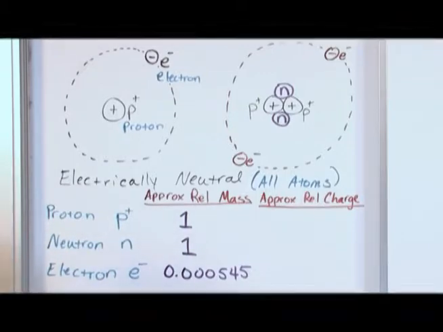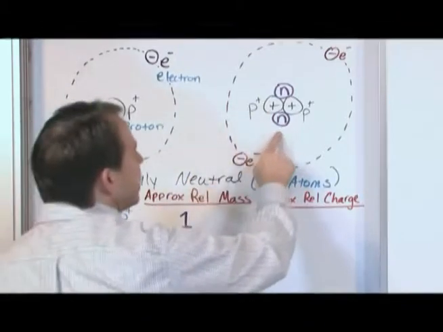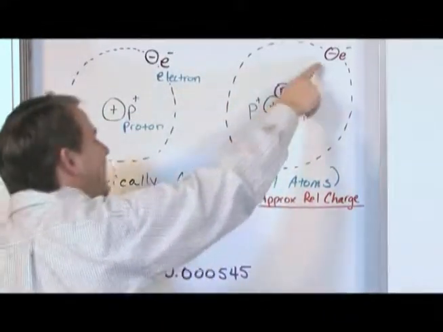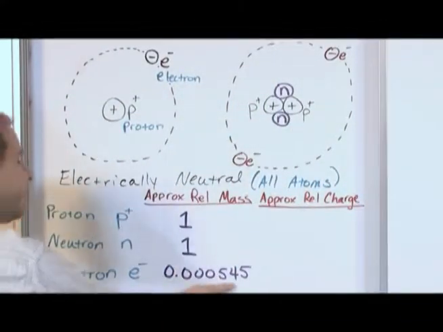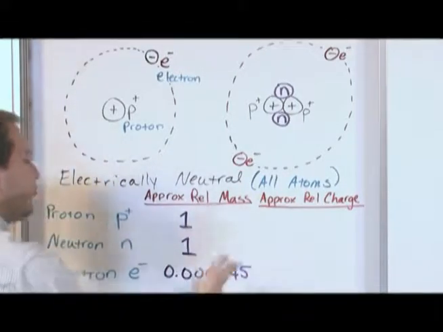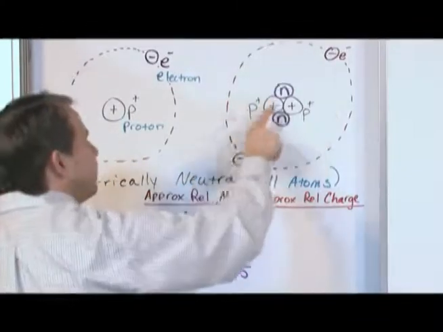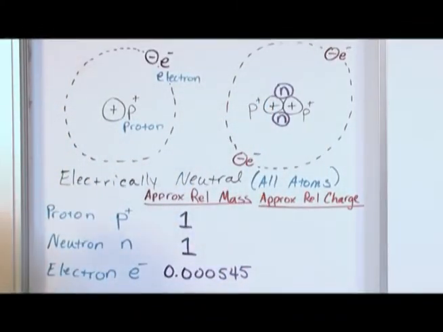So look at that for a second. That's really kind of amazing. The protons and the neutrons have all the mass in this atom. The electrons, yes, they do have mass, but it's such a small mass that it doesn't really contribute much to the mass of the atom. But it has an equal and opposite charge to the protons, which we're going to write down right now.